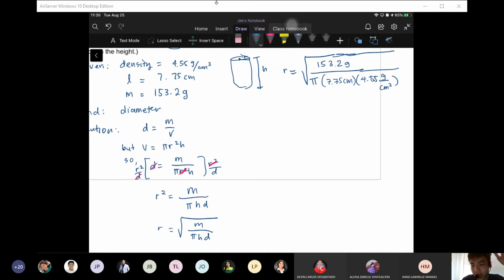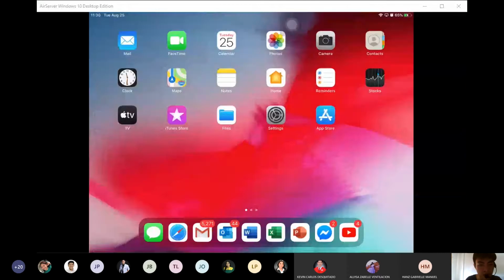By the way, when using pi, please do not type in 3.14. 3.14 is not pi because 3.14 is a rational number. This one is irrational. So what I mean by that is you cannot simplify pi. So you have to use all the digits of the pi. You can access that using your calculator. So I'll show you na lang.